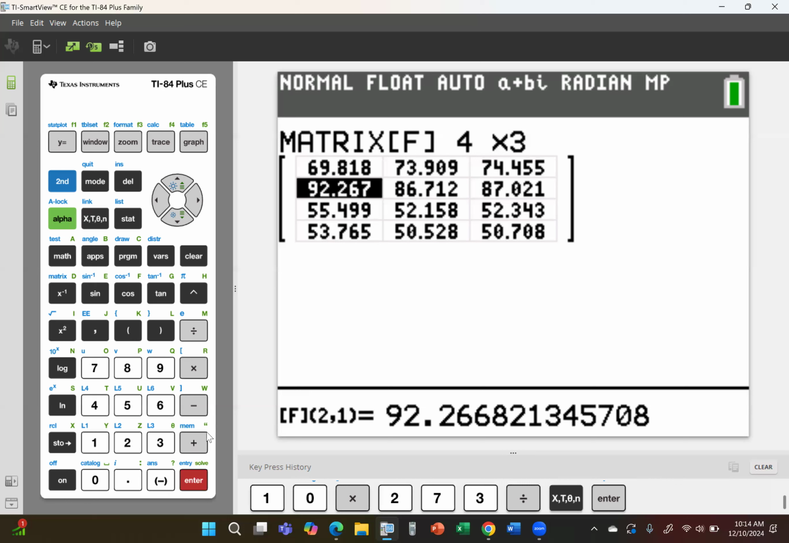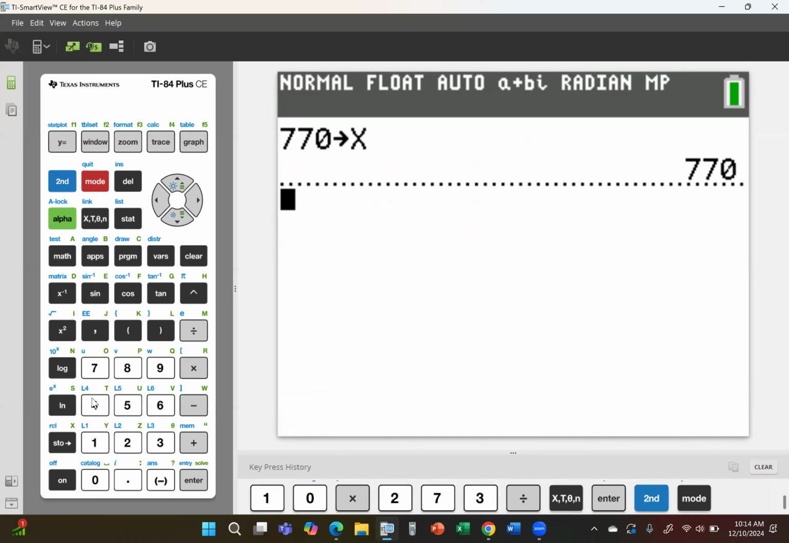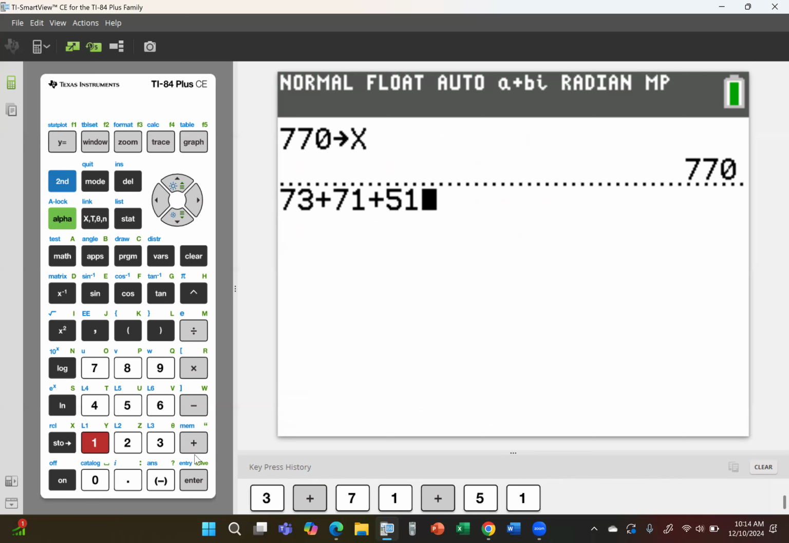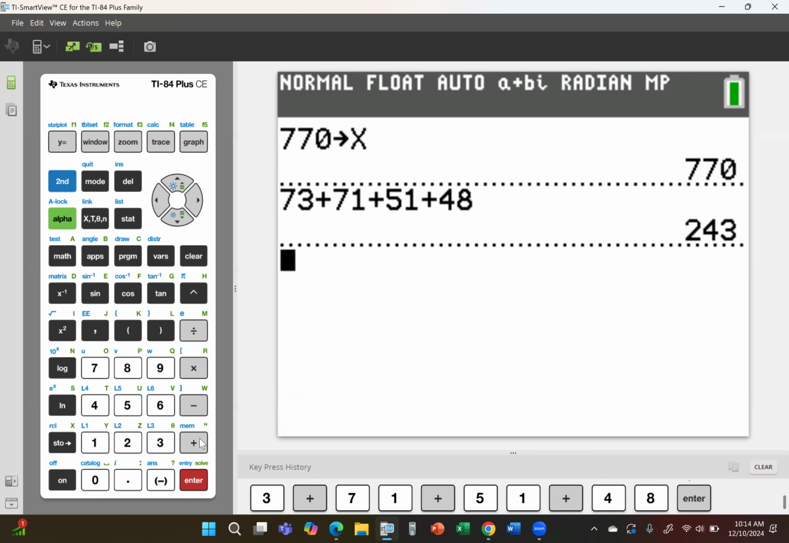243. Well, let's go out and look at it. So I have 73 plus 71 plus 51, 48. 243. Well, piffle.